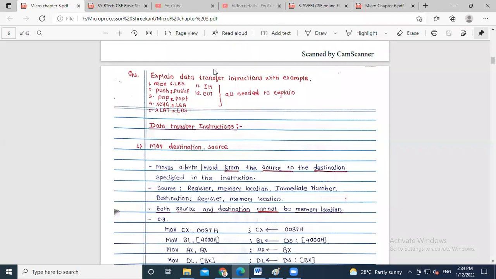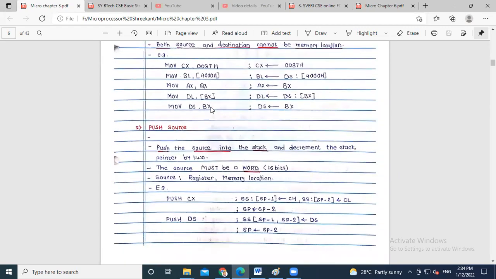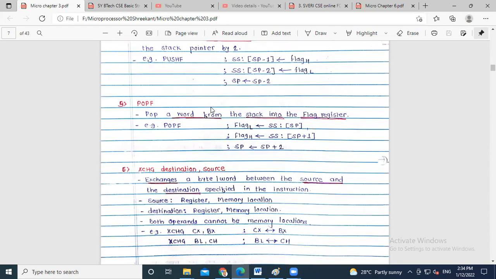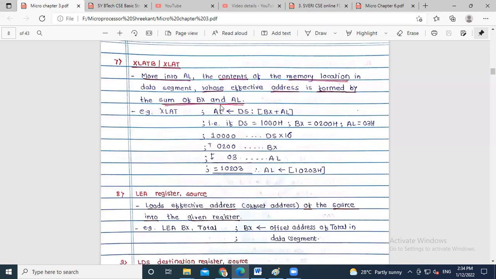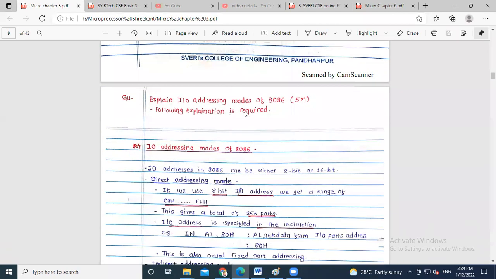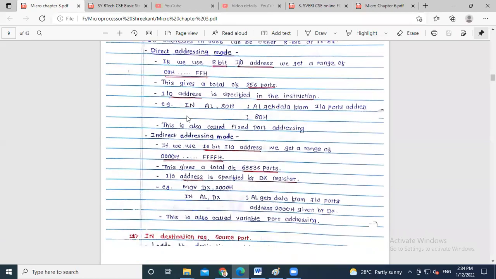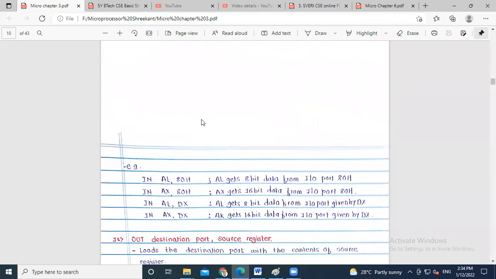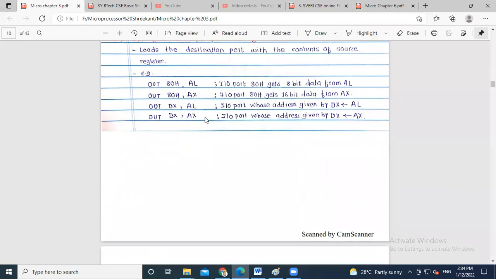In data transfer instructions, we studied 12 instructions. 10 are direct data transfer, and 2 are IN and OUT, the input and output data transfer instructions. All these clear explanations we studied yesterday, and you also have clear notes. I think everyone has got the notes. So this one, input and output, two more we have to study, in total 12 data transfer instructions.